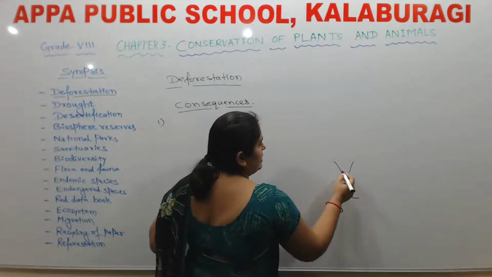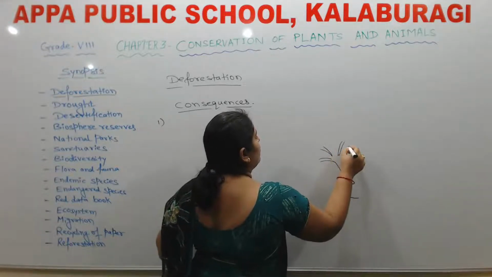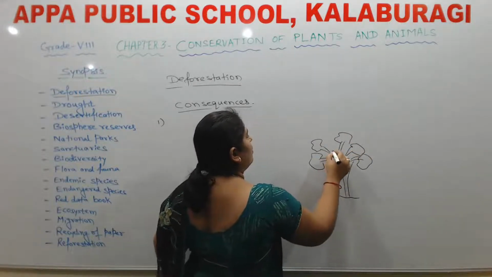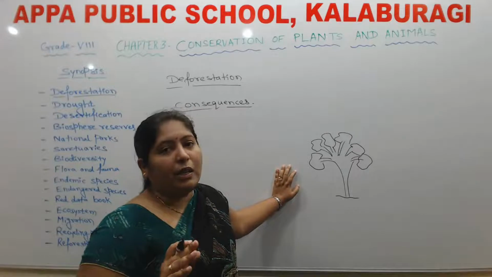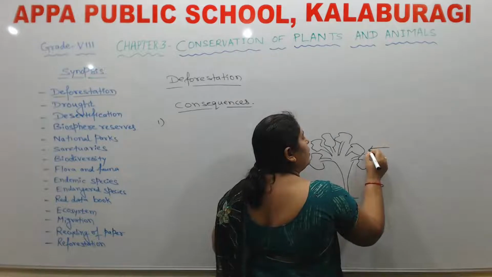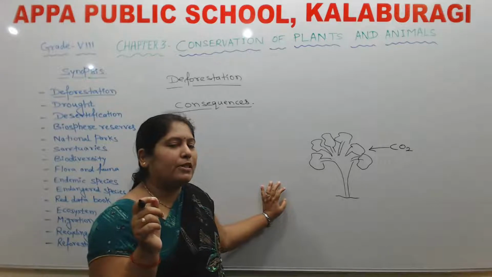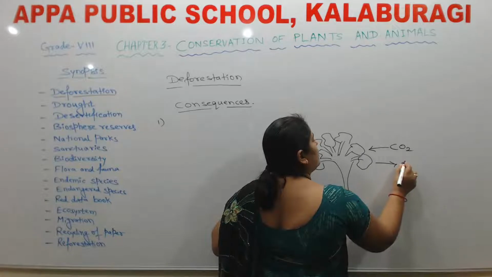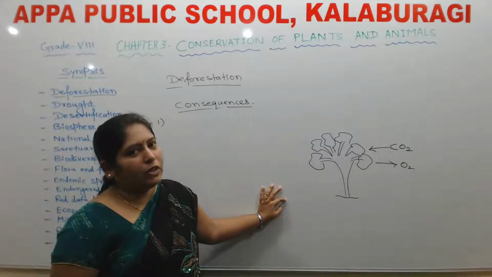Just observe. See, this is a tree. We all know the special characteristic of plants. A plant is going to absorb carbon dioxide through the stomata, the small pores present on the leaves, and it is going to release oxygen to the environment, to the atmosphere.